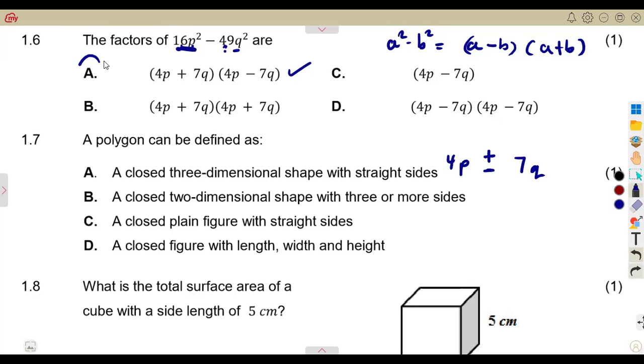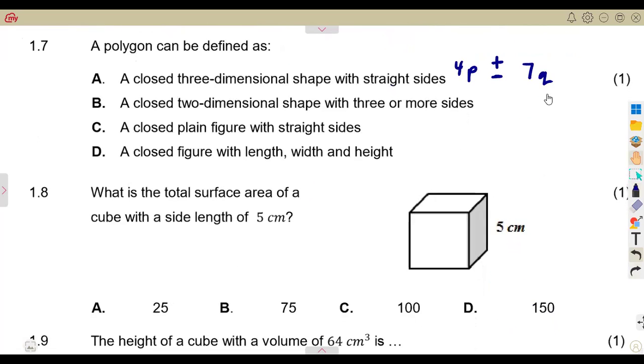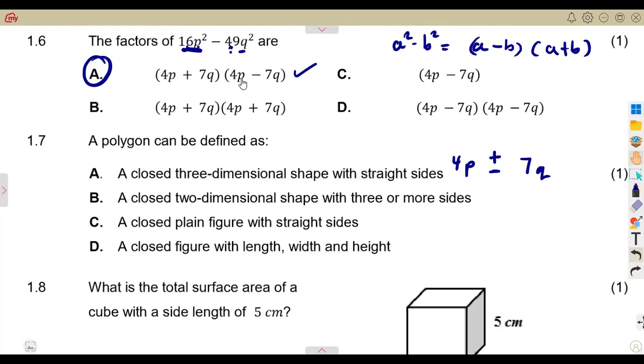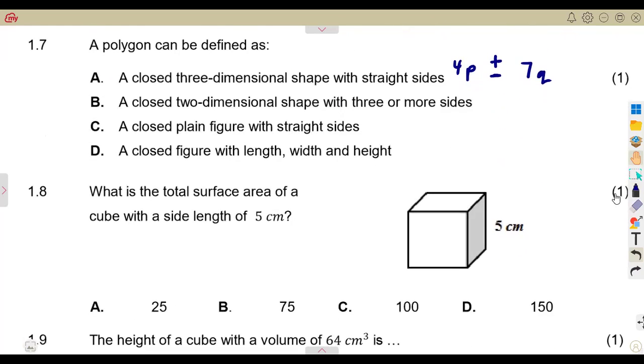So the first one is the correct answer, where we have a plus in one bracket and a minus in the other, or a minus and a plus. So it can start with a minus then a plus, or a plus and a minus, as long as one is a plus and the other one is a minus.